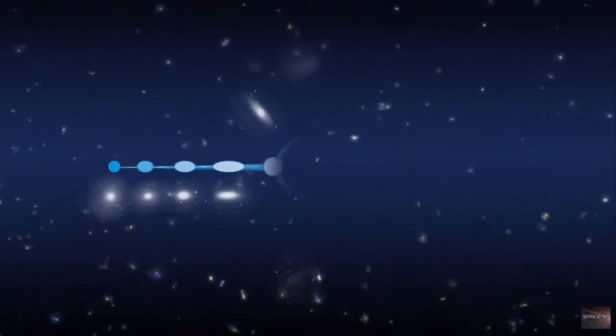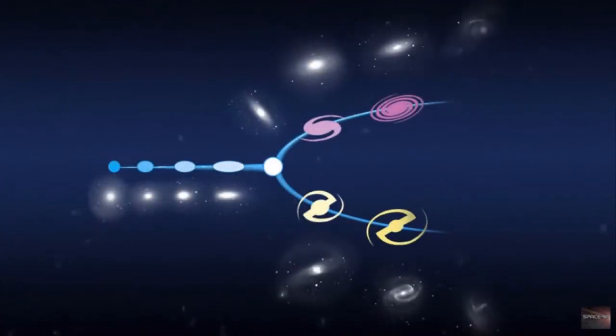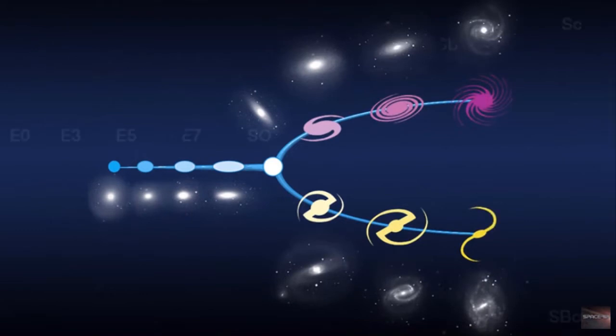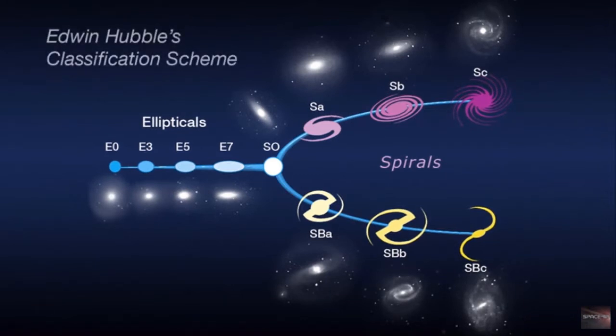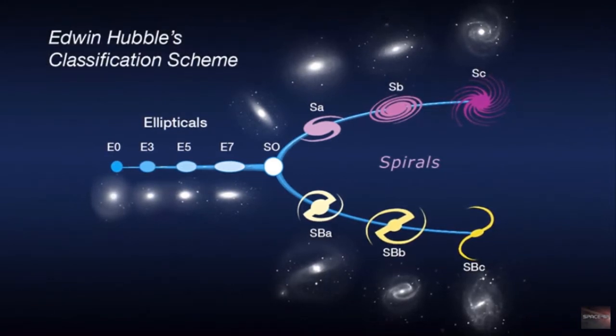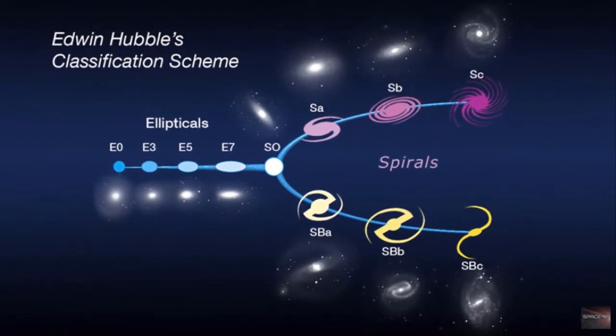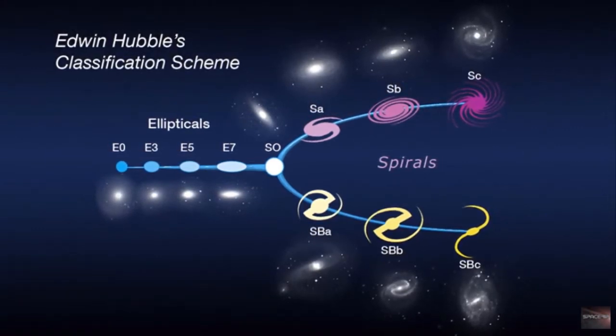Following this groundbreaking discovery, Hubble began to sort and classify the galaxies he discovered. He arranged them according to their visual appearance, into spirals, ellipticals, lenticulars, and those with an irregular appearance. This became known as the Hubble sequence, and it is still the most popular system for classifying galaxies.